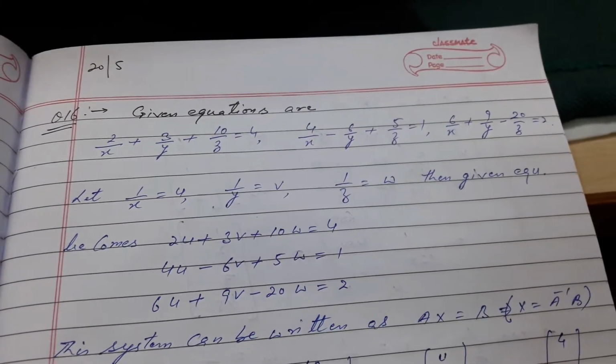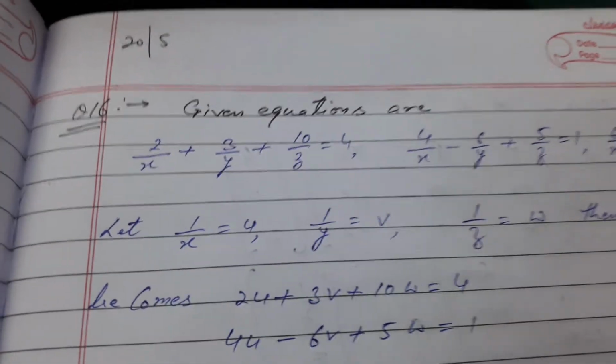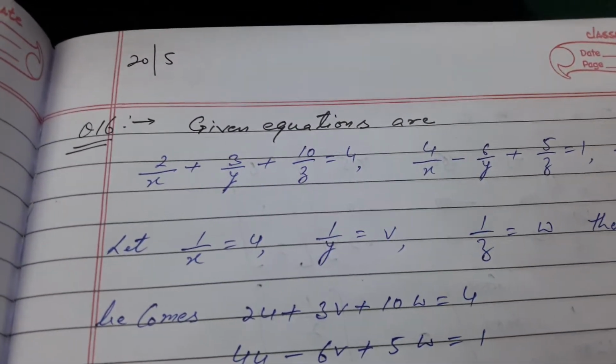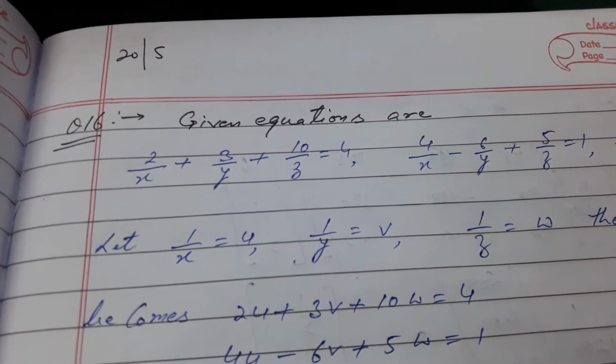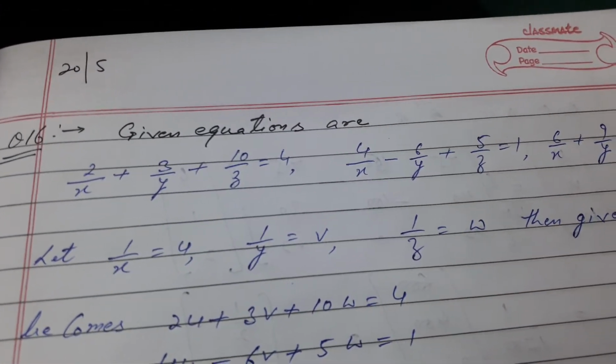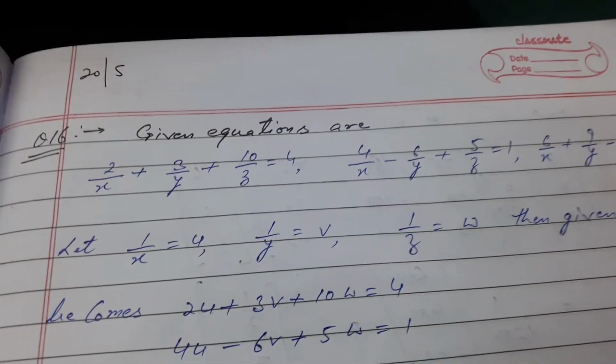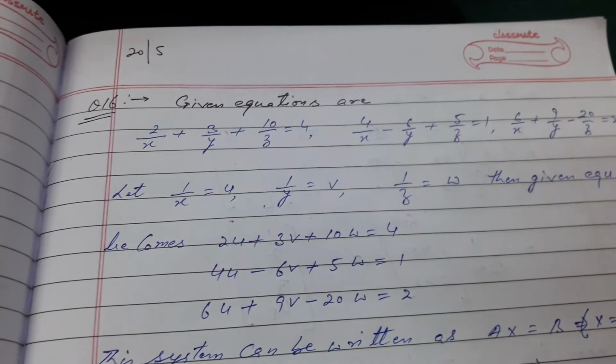See, this is question number 16 of the miscellaneous exercise, and in this case, the equations are given in the form of 2/x + 3/y + 10/z = 4. And similarly, the next equation is 4/x - 6/y + 5/z = 1. So let us convert these equations into the simplest form.